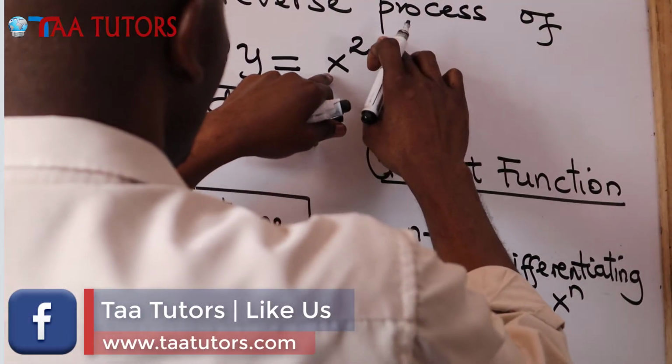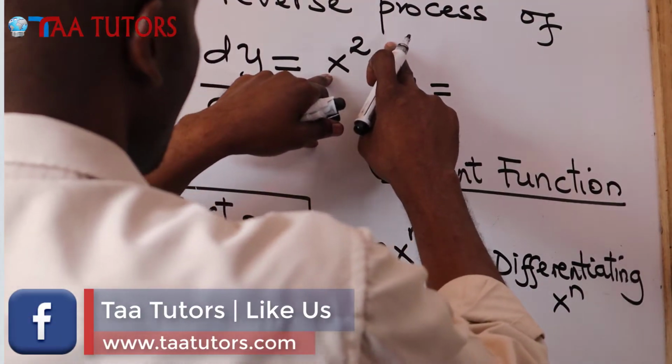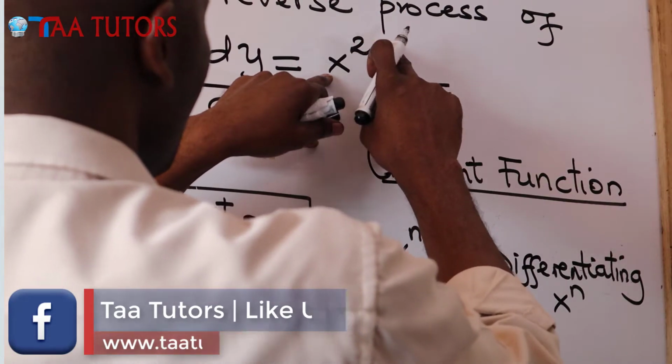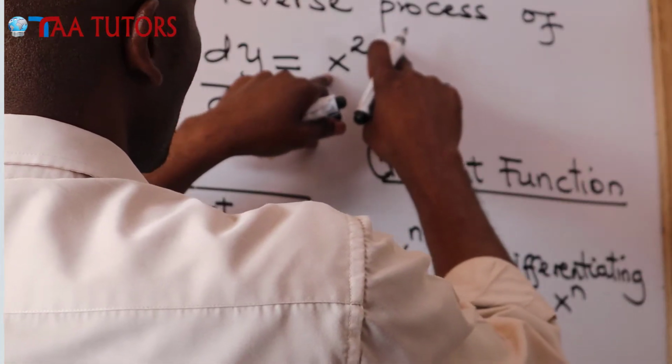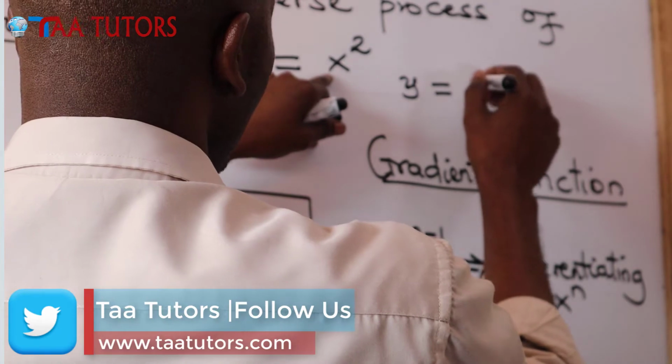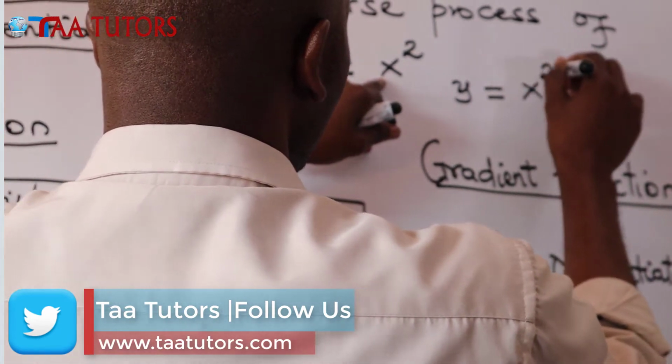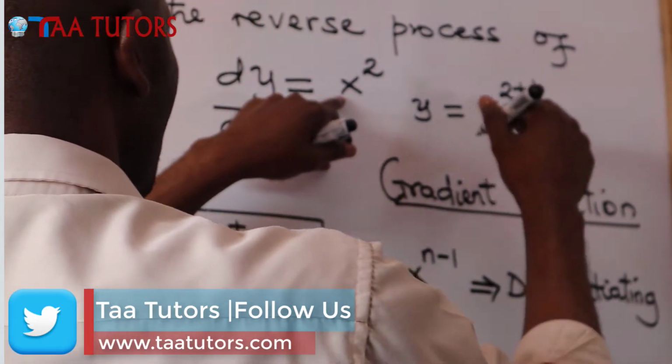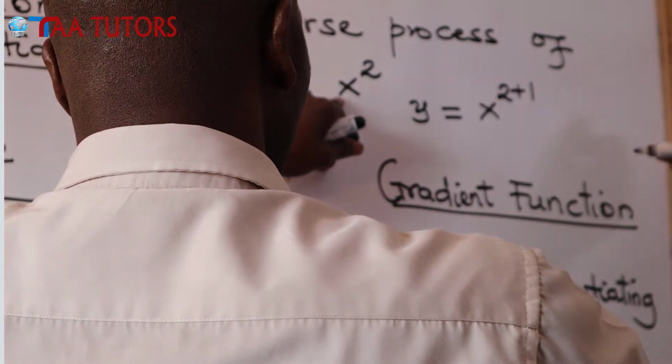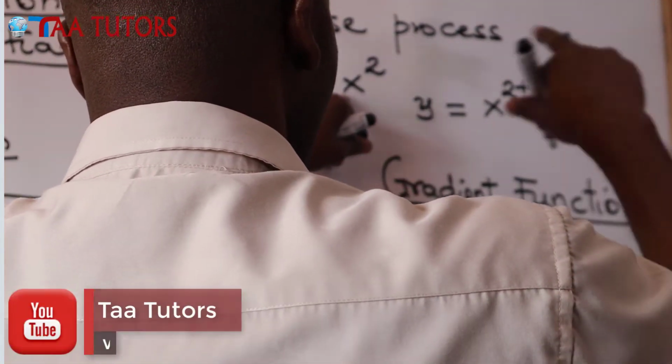Initially, we subtracted 1 from here when you are differentiating. What you are going to do is add that 1. So 2 plus 1, because initially we subtracted it. When you are going in reverse, we add that 1.